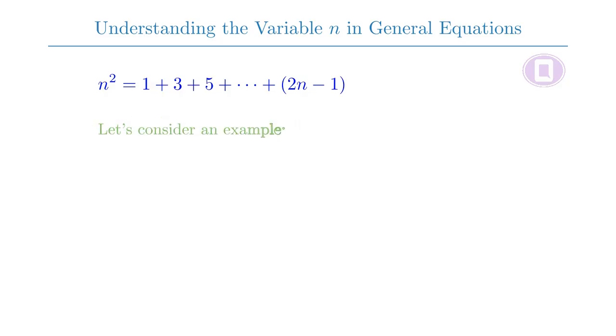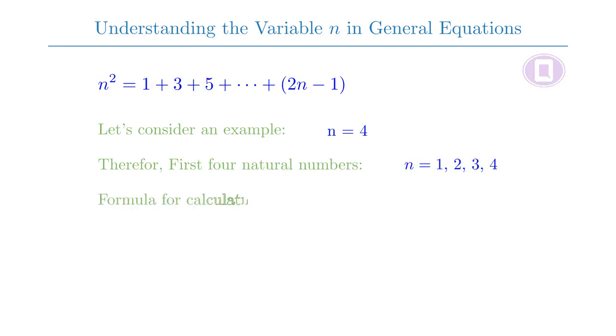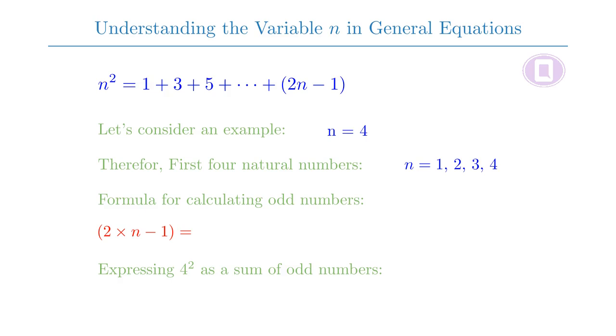Let us take an example where n is 4. Therefore, the first 4 natural numbers are 1, 2, 3 and 4. We use the formula 2n minus 1 to find the first 4 odd numbers. Now, let's calculate the odd number terms for 4 squared using the above equation. Let us consider n equal to 1. We will substitute n in the odd number equation with 1. This will give us the first odd number, that is 1. This is the first odd number.